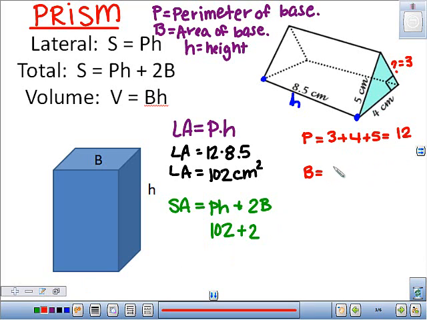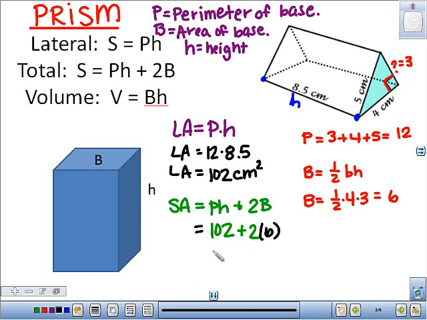This is a triangle. Area of a triangle is 1/2 base times height. Now realize the capital B is the area, the lowercase b is the base of the triangle, the base of your base, you could say. So in a right triangle, the base and height have to meet at a 90-degree angle. So that's going to be the 4 and 3. So 1/2 times 4 times 3 is 6. So my capital B, area of my base, is 6. So I'll plug that in here.